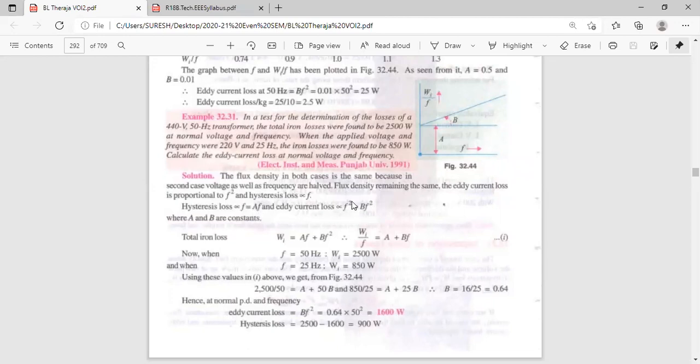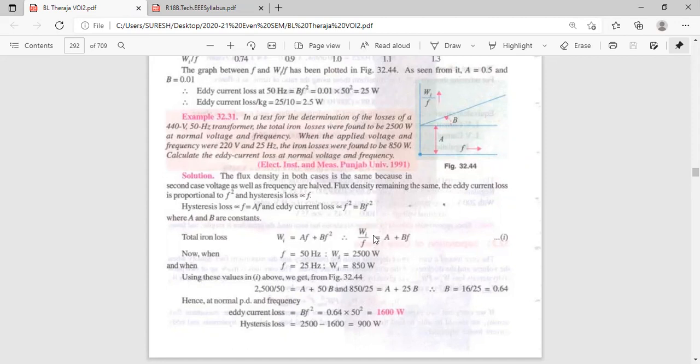Now substitute this WH and WE here in this formula. WI is equal to WH plus WE. WH is AF. WE is BF square. Write down this formula. Total iron loss is equal to hysteresis plus eddy current loss. AF plus BF square. Okay. Now take F common here in these two. In AF and BF square, take F common. Then you will get A plus BF.